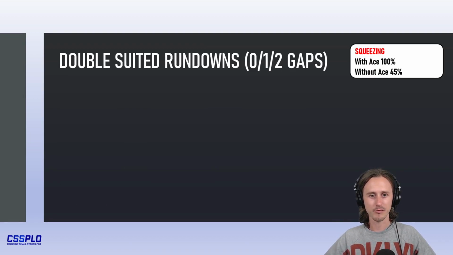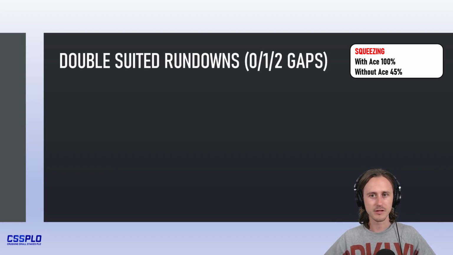What type of combinations here are we squeezing? We're first going to look into the 0, 1, and 2 gappers, which is one of the categories. You can see it on the top right. If we do have a double suited rundown with either of these amounts of gaps, if we do have an ace, we're always squeezing. If we don't have an ace, we're squeezing 45% of the time.